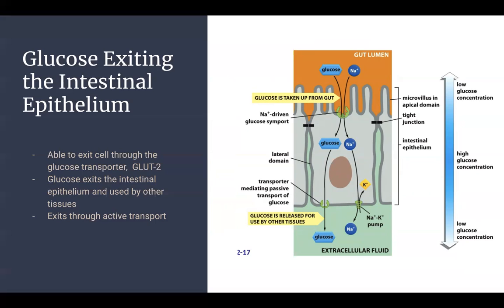This is sometimes called secondary active transport because they are using active transport to force another molecule down its concentration gradient. The symport then releases the glucose to the basolateral side of the epithelial cell, from which it is transferred to the capillaries, allowing it to be used by other tissues.